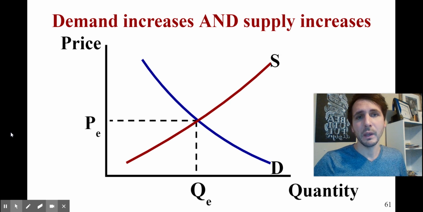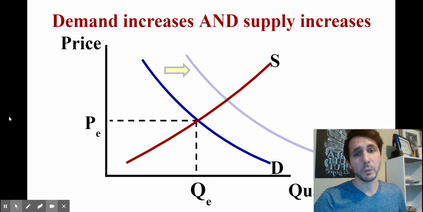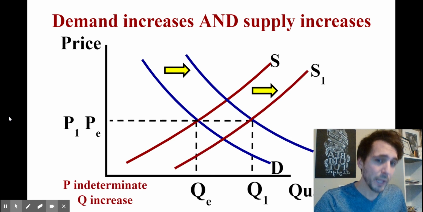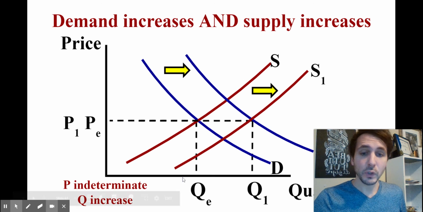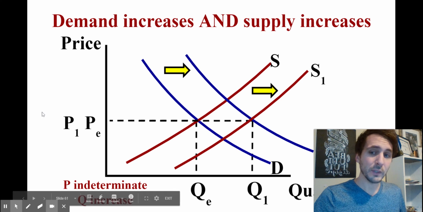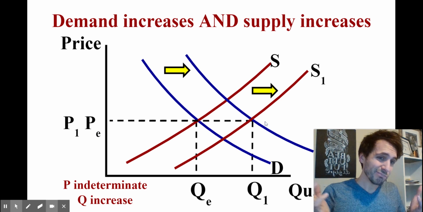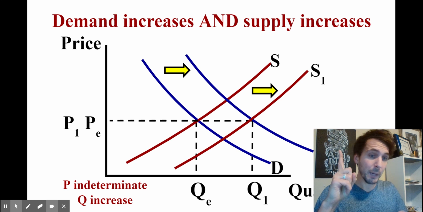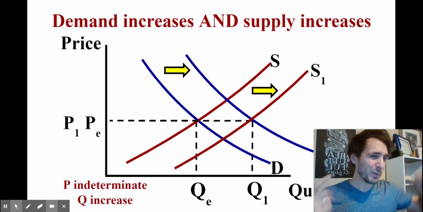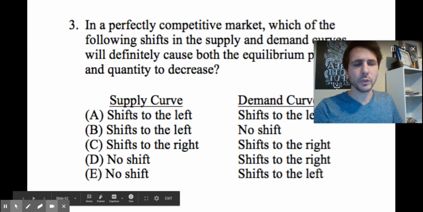What happens if demand and supply increase simultaneously? Well, demand will shift to the right and supply will shift to the right, resulting in a definite increase in quantity, but we actually don't know what's going to happen with price. It looks like price stays the same, but price went up and then price went down. So we call price indeterminate. If it's going up and then down at the same time, we don't know if it's actually going to increase or decrease.